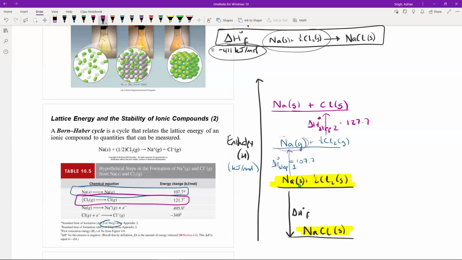So now we still have our Na that we didn't mess with, plus our Cl in the gas phase. Now, in order to continue this, we're going to take our sodium and convert it into the ion, so Na plus in the gas phase, and then we're still going to have our Cl. That process is the ionization of sodium in the gas phase. We'll call that delta H for step 3.